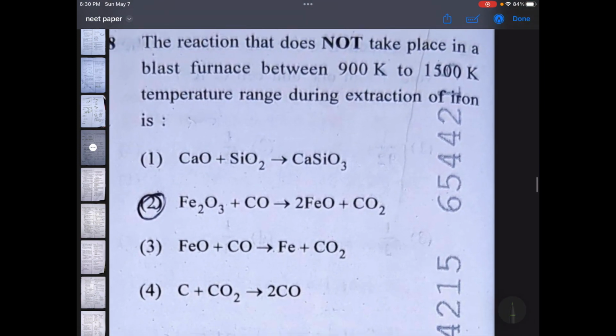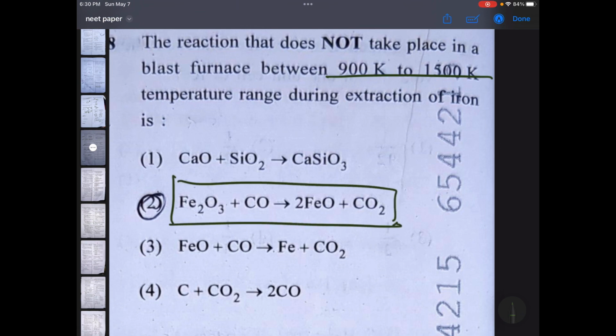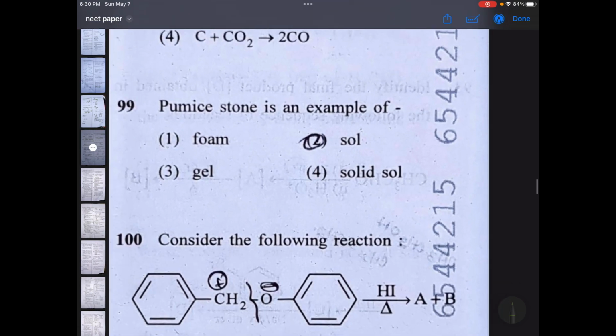The reaction that does not take place in a blast furnace at 900 to 1500 Kelvin is this. This happens at 500 to 800 Kelvin. So this is the right answer. Remaining will take place at 900 to 1500. Pumice stone is an example.